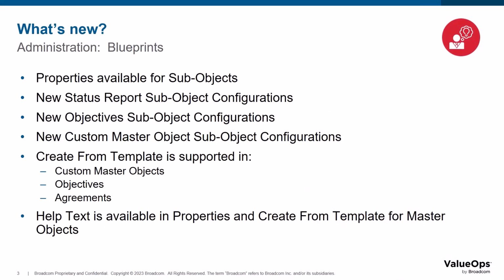First, we've added properties for subobjects, and the status report, objectives, and custom master objects will have some new configurations that are available for their subobjects. We've extended the Create From template to include custom master objects, objectives, and agreements. And last, help text is now available in Properties and Create From template for master objects.